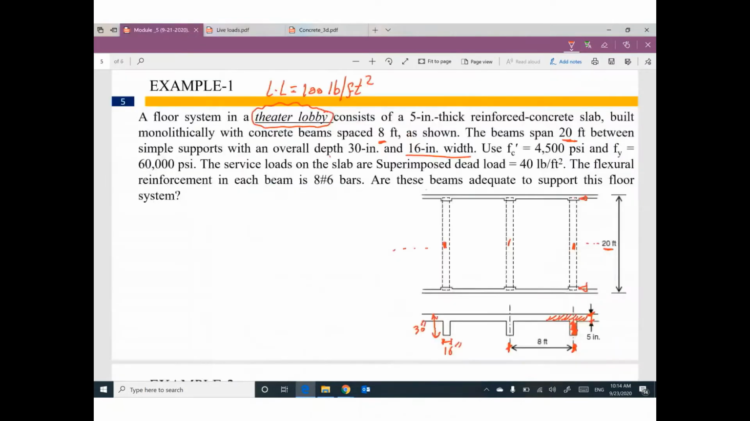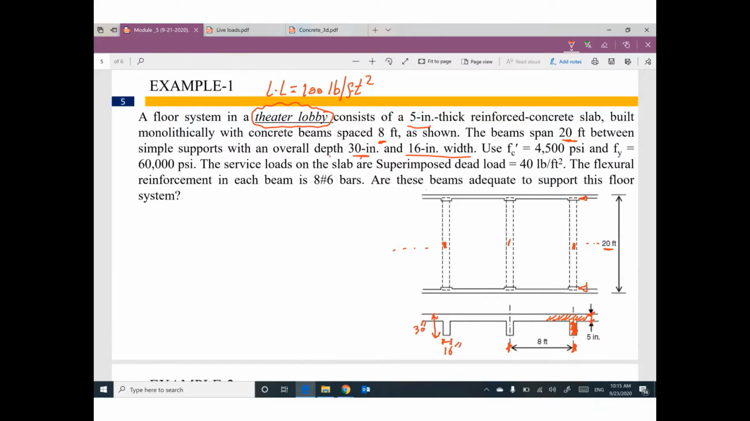Consists of 5-inch thick reinforced concrete slab. So the thickness of the slab is 5-inch. Built monolithically with concrete beams. Spaced, so the spacing center line to center line between beams equals 8 feet. The beams span, so the span of the beam simply supported equals 20 feet. The overall depth, so the total thickness of the beam is 30-inch, and the width is 16-inch.